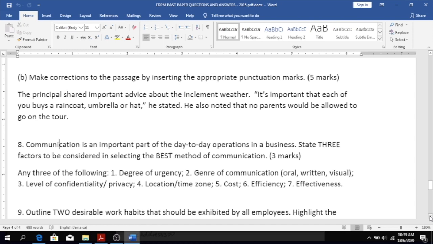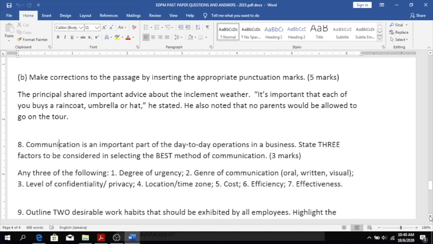Degree of urgency has to come into play. You have to think about that. That is very important. The genre of communication, and that could be whether it's going to be oral communication, written communication, or visual communication. The level of confidentiality is another, right? The location is important because in different countries we have different time zones. So we need to bear in mind those things.